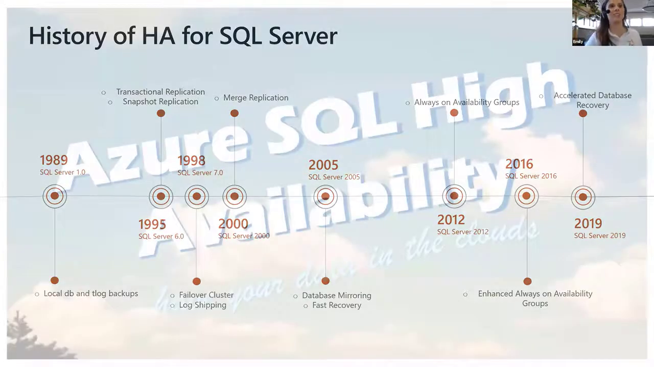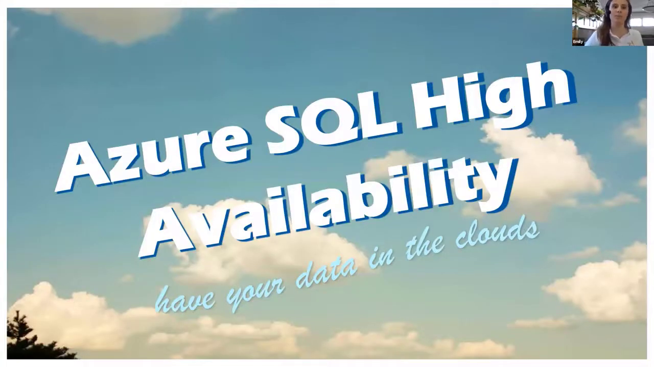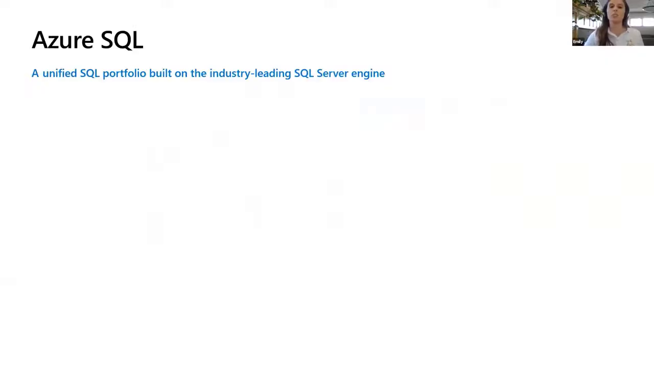So that was a high-level overview of how high availability has improved over the years since 1989 for SQL Server. Let's look at how these high availability enhancements are also used for Azure SQL in the cloud. To start off, let's go over what even is Azure SQL. We have multiple offerings that fall under the Azure SQL umbrella, all of which are built on the same SQL Server engine that was discussed in the SQL Server architecture.